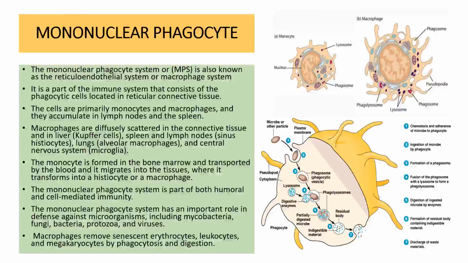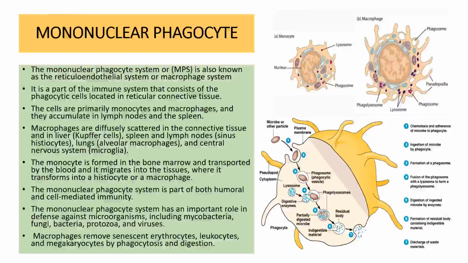Macrophages diffuse in connective tissues and liver, and they are named differently. In liver, the macrophages are known as Kupffer cells, whereas in spleen and lymph node, they are known as histiocytes. In lungs, they are known as alveolar macrophages, and in the central nervous system, they are known as microglial cells. The monocyte is formed in the bone marrow and is transported by blood, and it migrates to the tissue where it transforms to histiocytes or the macrophages.